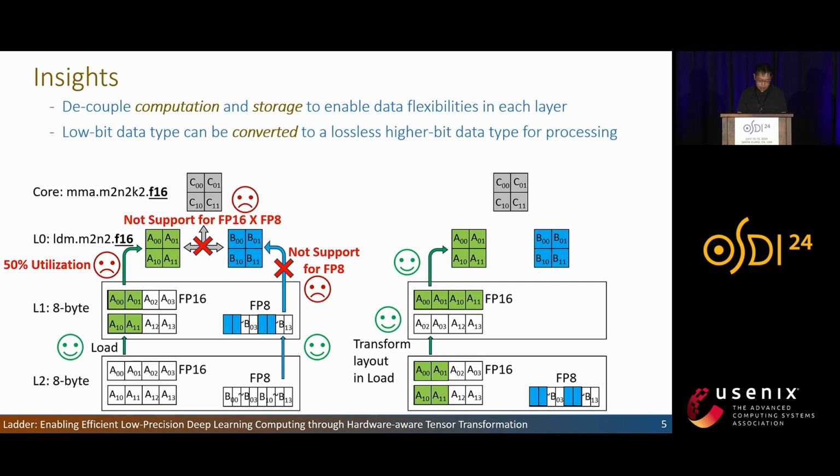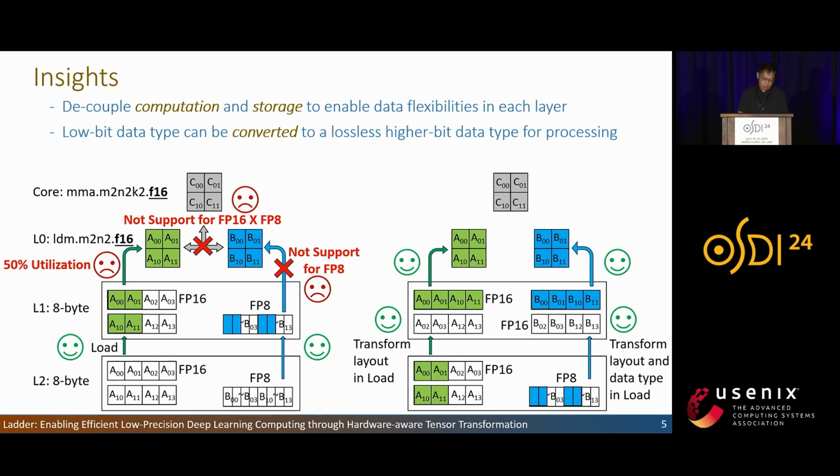To process the unsupported FP8 type, we observed that a low-bit data type can be converted to a lossless higher-bit data type. So when loading matrix B from L2 to L1, the data type can be converted to FP16 in L1, which is supported. Then the loading of matrix B from L1 to L0 can be successfully conducted with the load matrix instruction. As both matrix A and B are FP16 in L0, the MMA computation can be conducted by the core. Therefore, we can leverage transformations to align the required computation with hardware support.